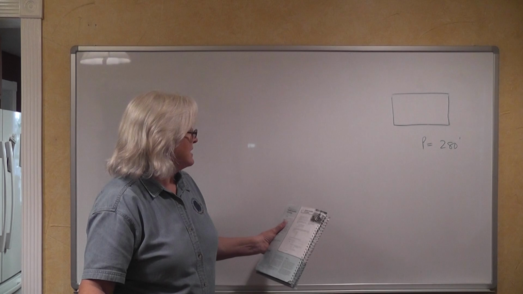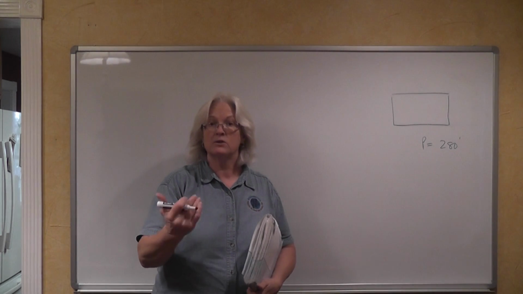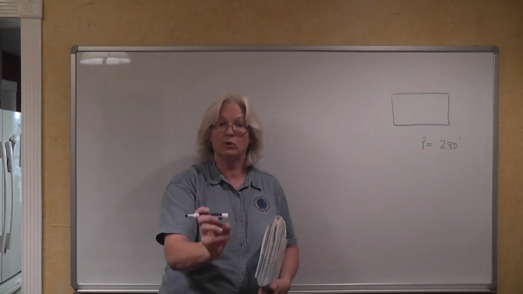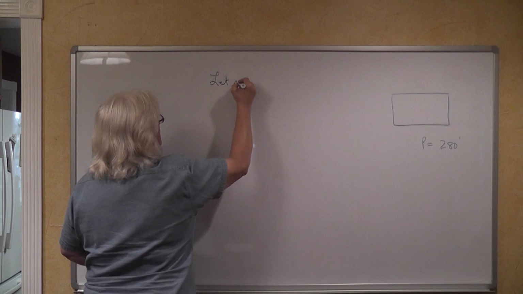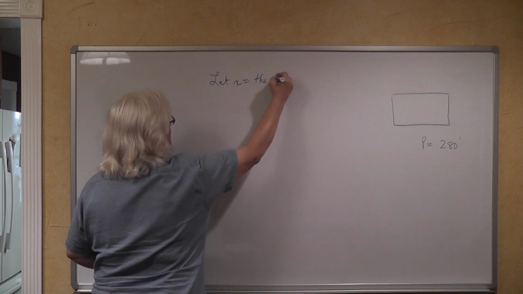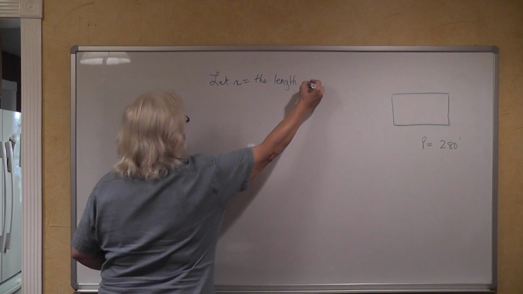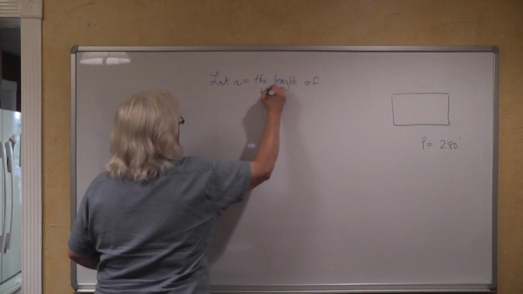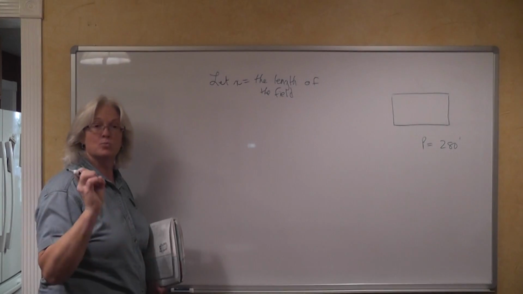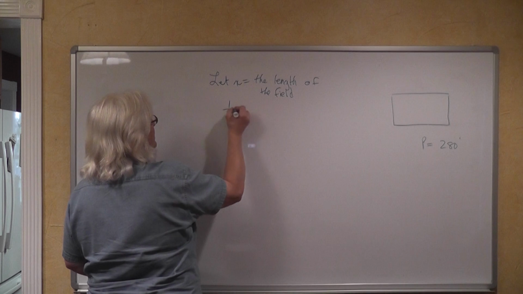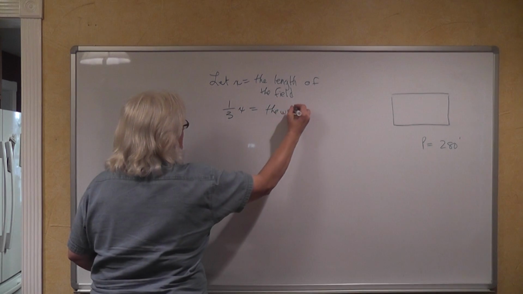Well, our problem says the width is 1/3 of the length. So the width is being described in terms of the length, so we're going to let x be the length of the field, because that is what the width is being described in terms of, the length of the field. So if the width of the field is 1/3 the length, then 1/3 times x has to be the width of the field.